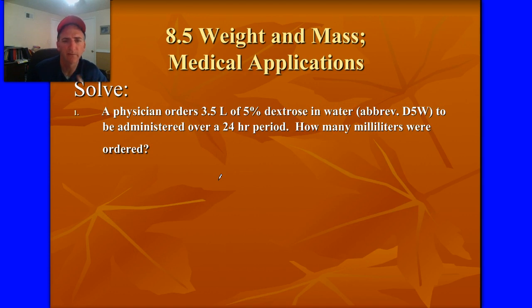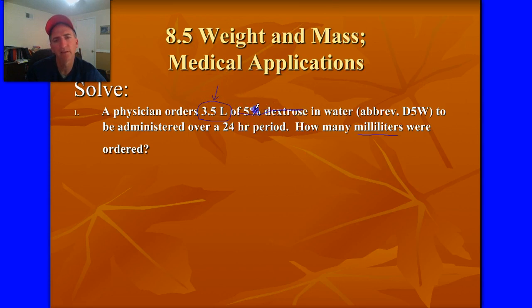Physician orders 3.5 liters of 5% dextrose in water, abbreviated D5W, to be administered over a 24-hour period. How many milliliters were ordered? Okay, there's a whole bunch of stuff in this problem that we don't need. So one thing that I would suggest you do is observe the things you don't need. Okay, well, do you need to know 3.5 liters? Probably, because they're basically asking you how many milliliters were ordered, and they told you that. So that's important for us. So we want to keep that.